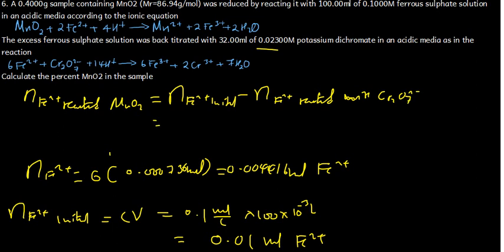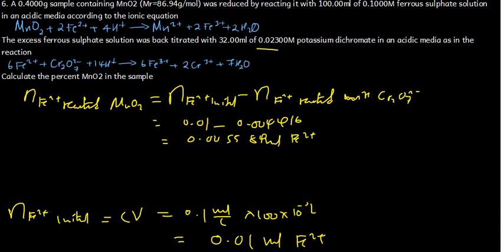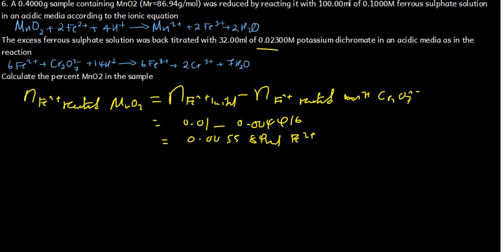So the number of moles of iron 2 plus initial was 0.01. Those which reacted with dichromate is 0.004416. And so that is going to give us 0.005584 moles of iron 2 plus. Alright, so these are the moles which reacted in the first reaction. Now, how much of this reacted with this? We're going to compare the mole ratios.